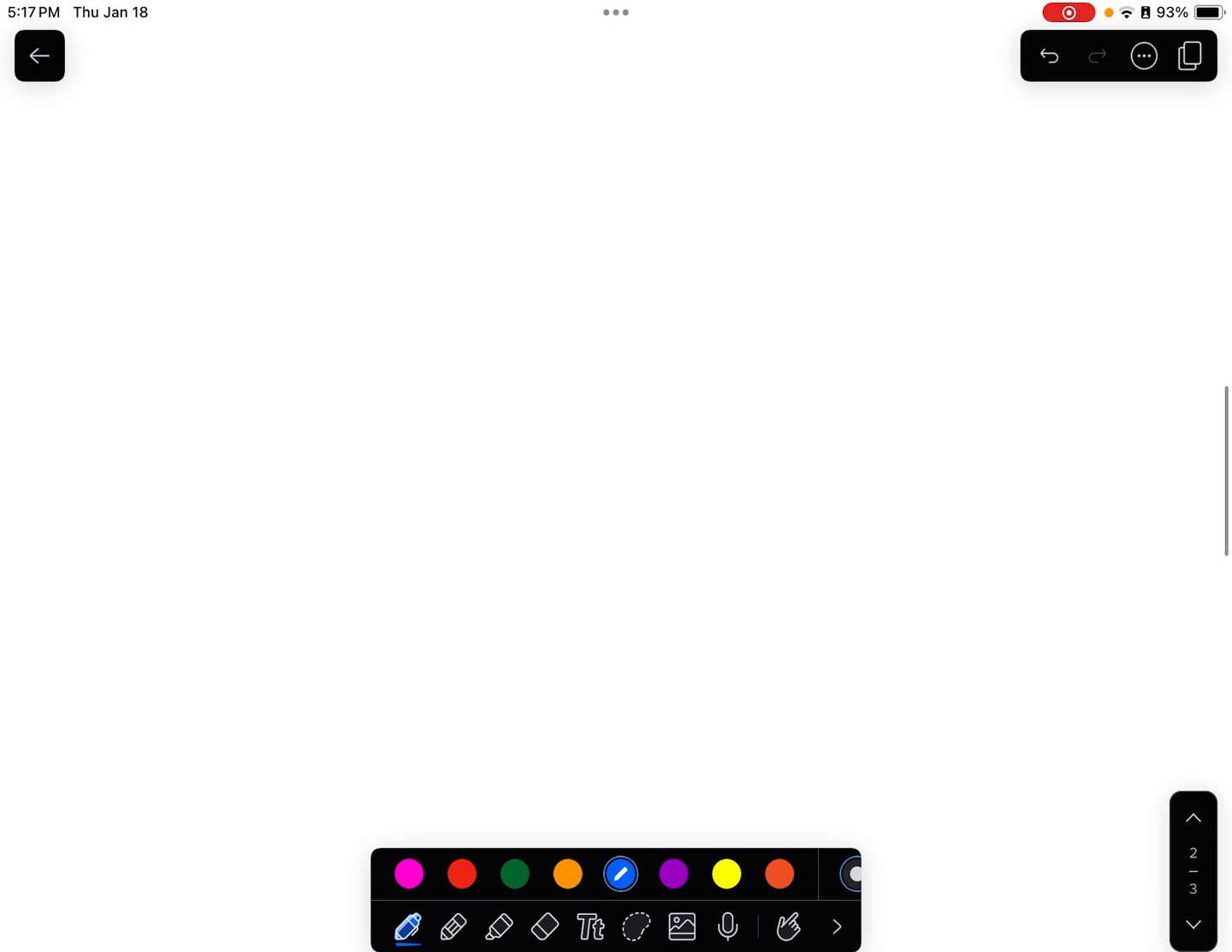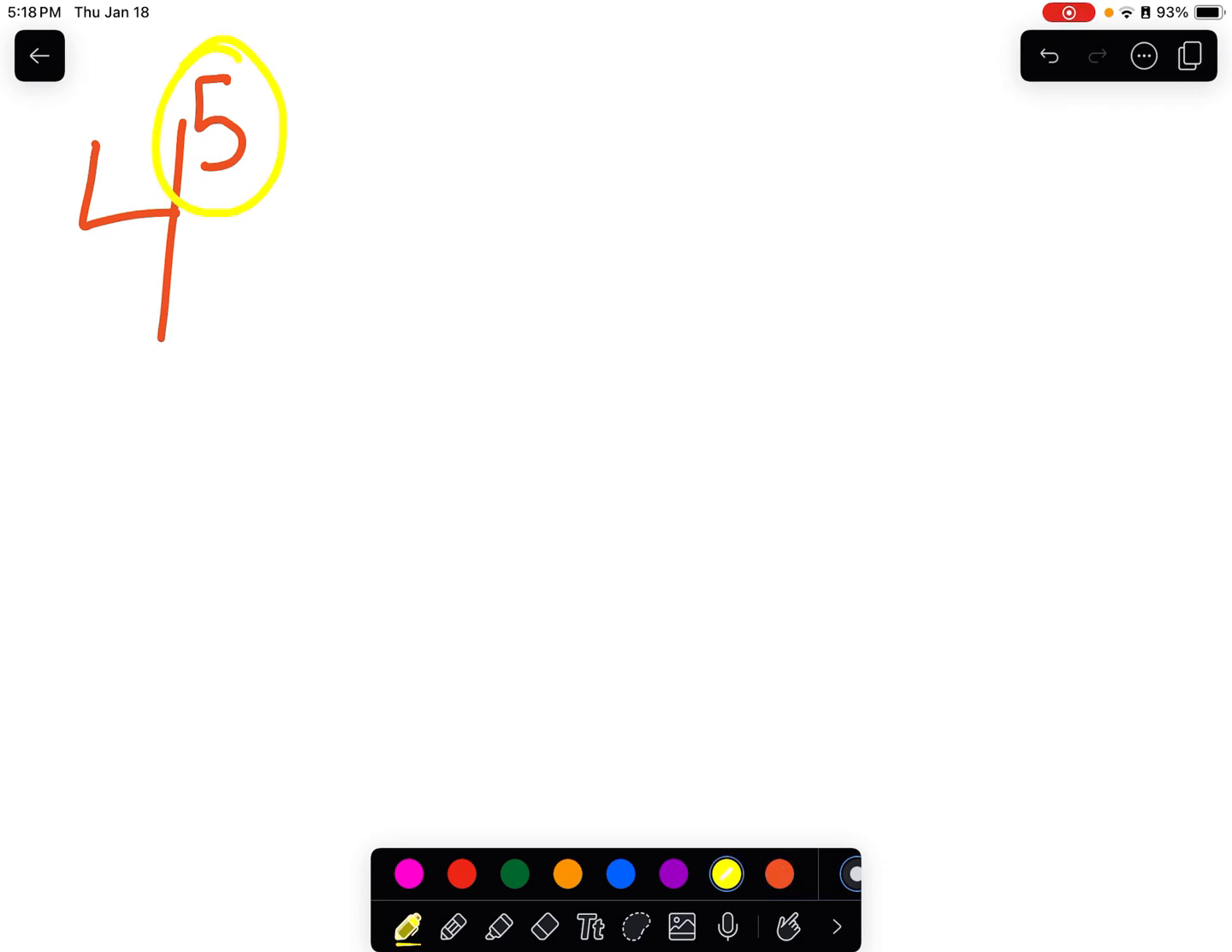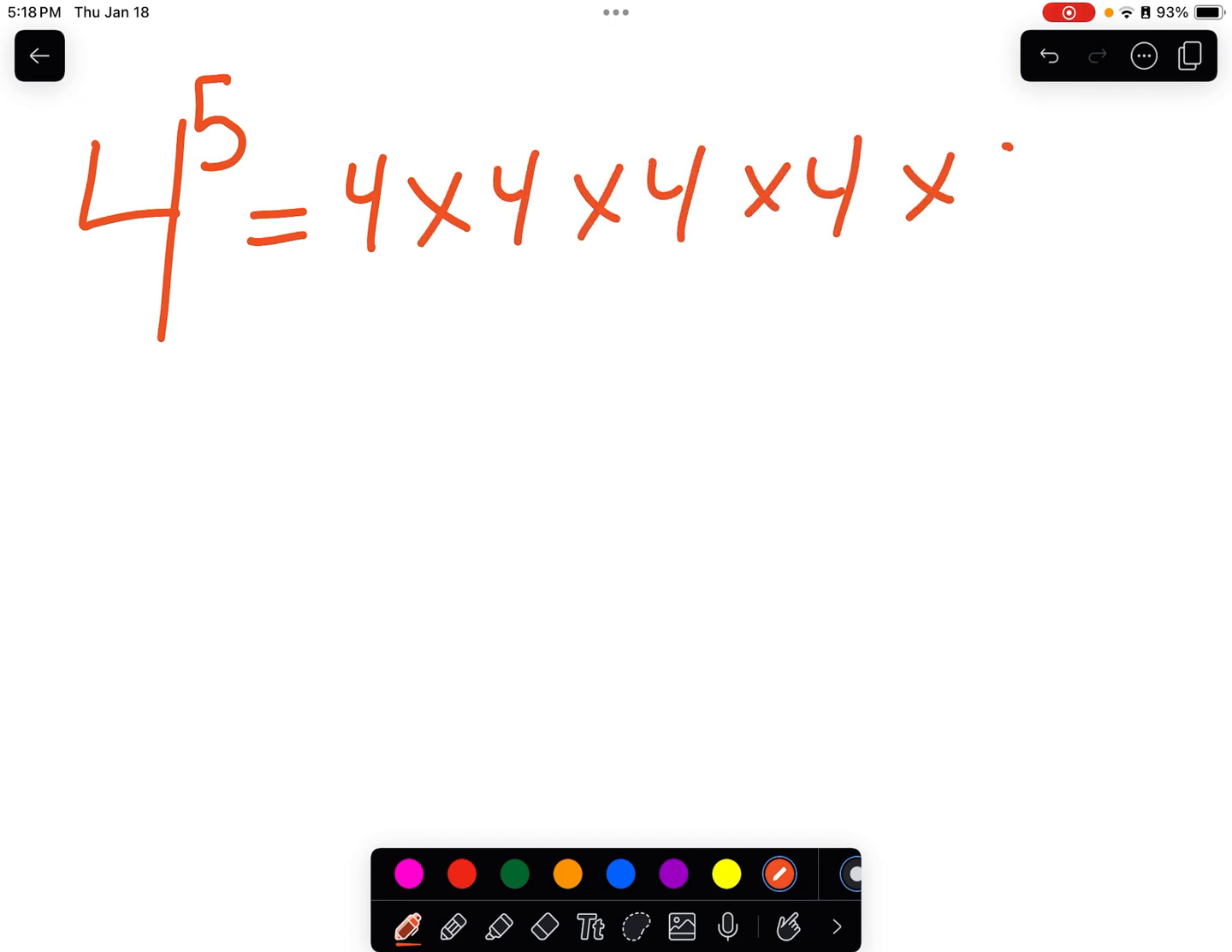Let's try another number. How about, let's switch colors. Let's do 4 to the power of 5. Oh, that's going to be a big number. Well, we've got an exponent of 5, so we multiply 4 by itself 5 times. Oh boy, 4 to the power of 5 is 4 times 4 times 4 times 4 times 4. Okay, let me check that I have 4 written 5 times. 1, 2, 3, 4, 5. Okay, we're ready to go.